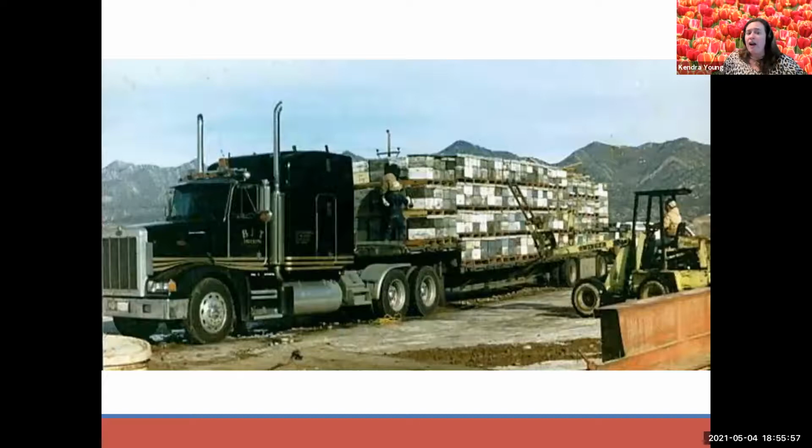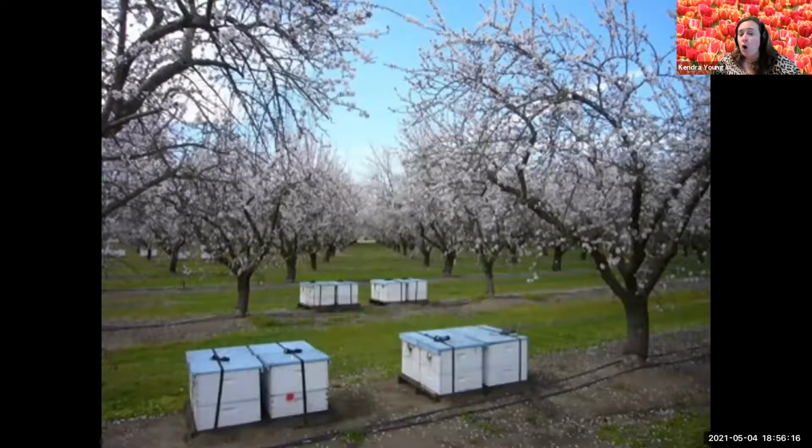What Kevin was saying is exactly right. Some farmers actually get this, a semi truck full of honeybee hives. All of these hives are going on a trip to help farmers pollinate their fields. Farmers will hire beekeepers to have their beehives come to their farms and help them pollinate so that they have a very productive year.